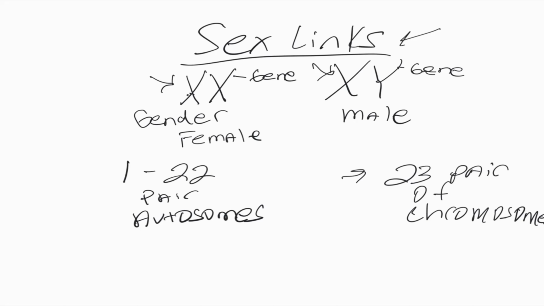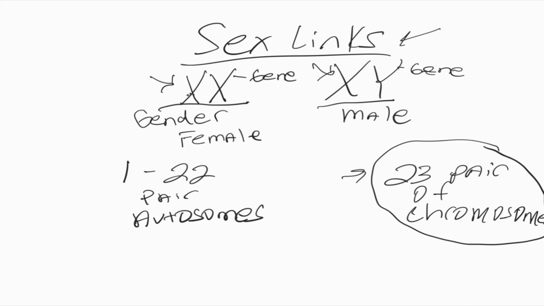In humans, the sex chromosome is the 23rd chromosome. That's the 23rd pair. Don't forget that. The male sex chromosome is XY. Here we go. And the female sex chromosome is XX.